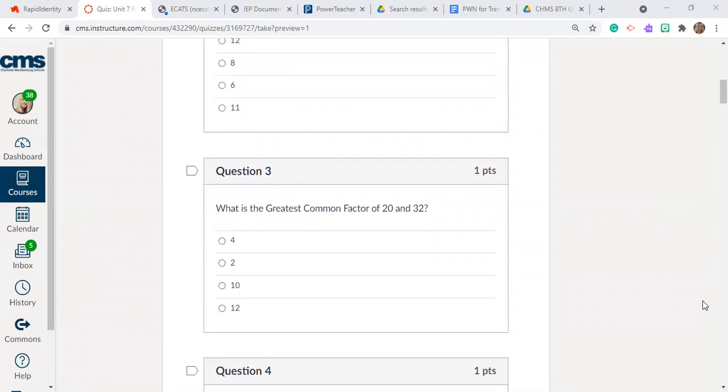Question 3. What is the greatest common factor of 20 and 32? Your choices are 4, 2, 10, and 12.